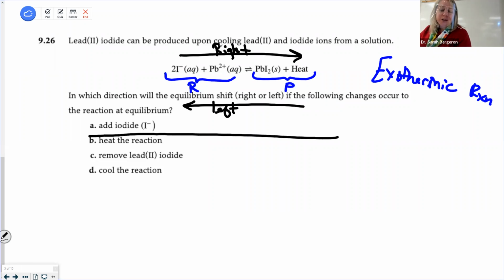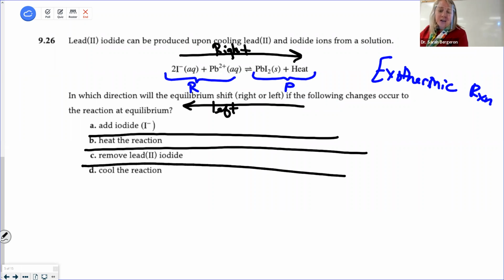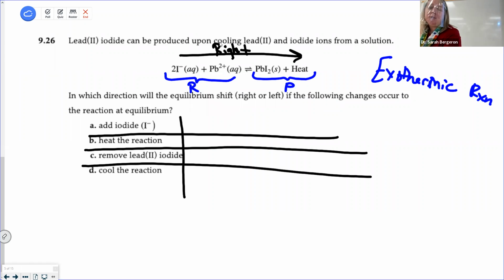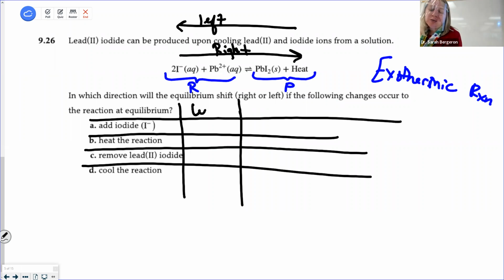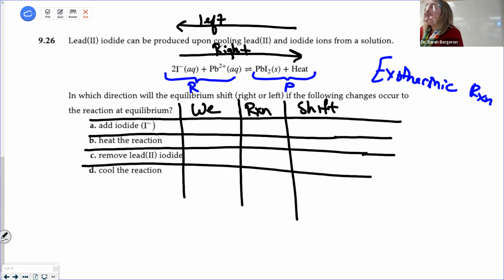So let me kind of make a little table. Okay, let me put this up here. I need that room. So if I go this way, it's left. Okay, so we are going to stress the system. We are going to do something, and then the reaction is going to have a response to that. So this is what the reaction will do, and then that's going to tell us what the shift will be. Is the shift going to be left or right? If you do this, you're going to be able to answer every single problem like this. So add iodide. This is the ion. Is that a reactant or is that a product?